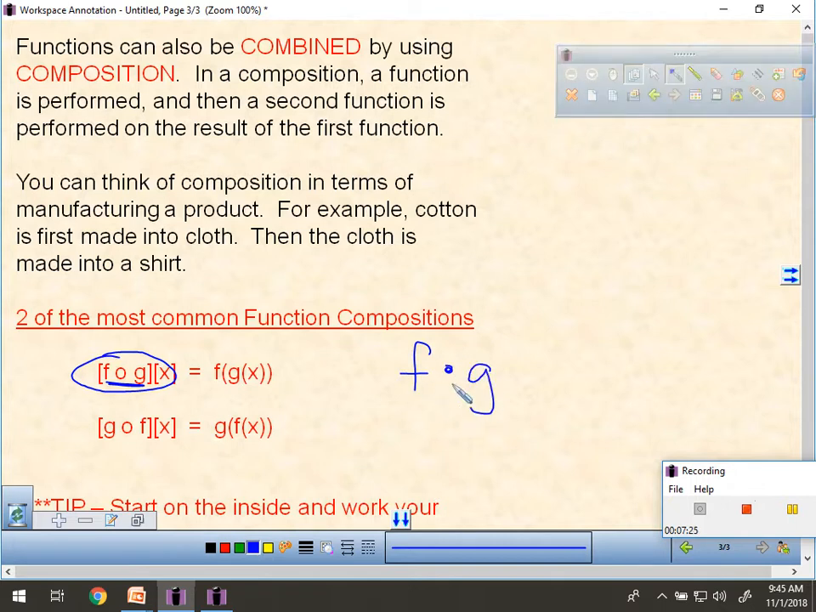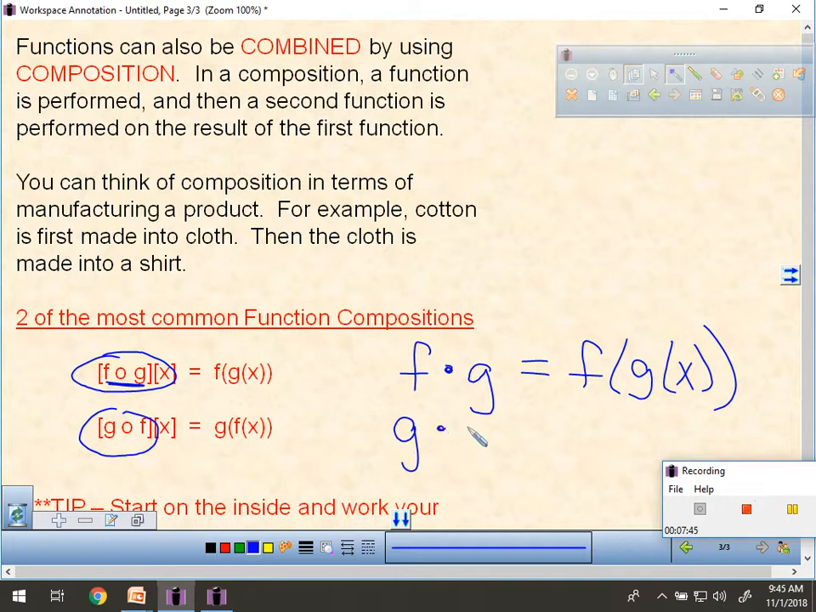But that's the symbol that stands for FOG. And what that means is f of g of x. In other words, the g of x is inside the f function. The other composition is GOF, and it's called GOF because it looks like the letters G-O-F. But in reality, guys, the symbol is g with a little o and then f. And what that symbol stands for is g of f of x.